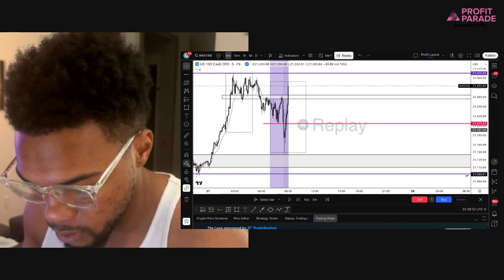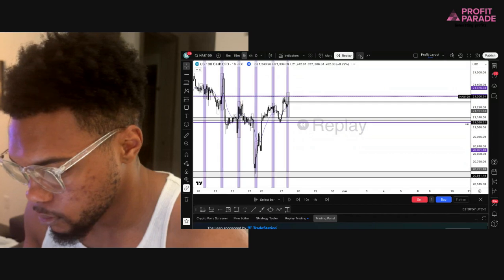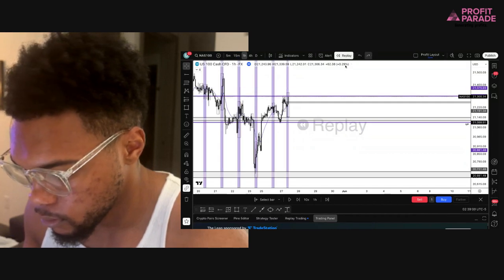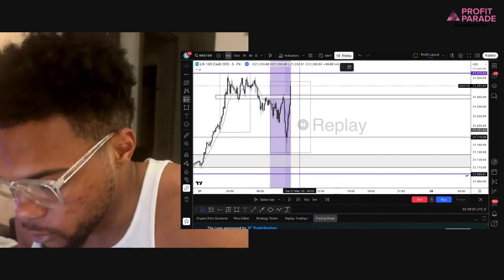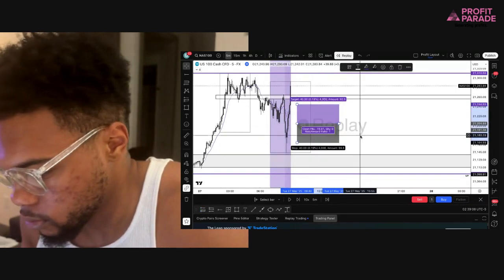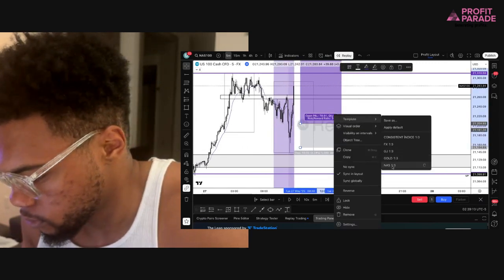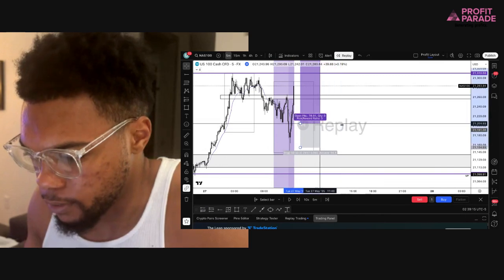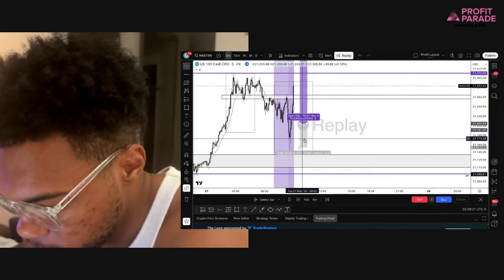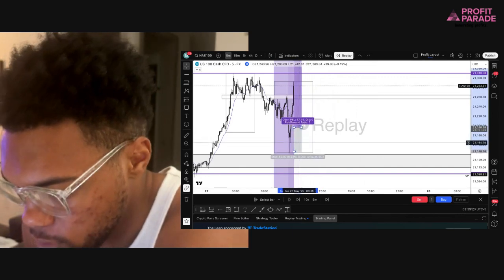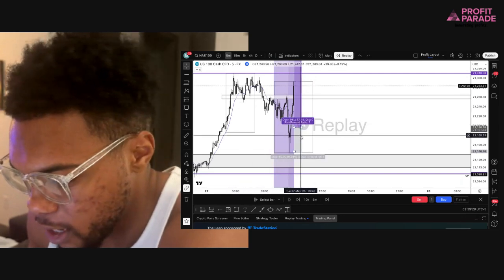Let me see if I can find where I put that drawing at. We'll just add another one for now. That's where we saw the most reaction at. And that's where we got our entry at. So once this candle closed back inside of here, you always want to put your stop loss below this candle. But whatever candle closed back inside of this range, that's when you want to put your stop loss at.